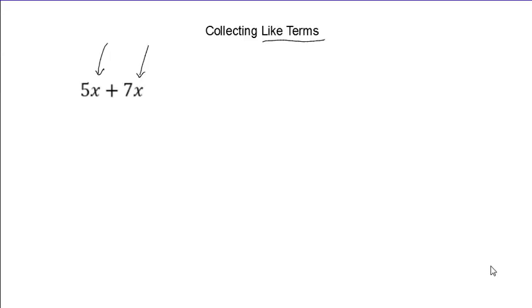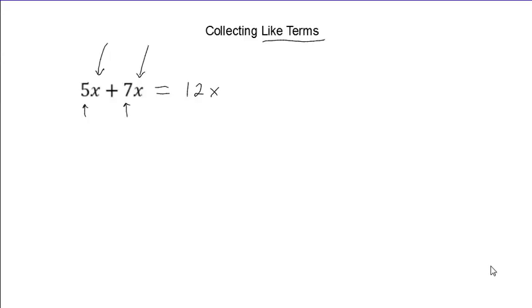So with our like terms, as with anything else that you would count, you're simply going to add them up. For instance, if you went to the grocery store and you had 5 oranges and then somebody gave you 7 more oranges, you would have a total of 12. So in this case, if I have 5 of the letter x plus 7 more of the letter x, then what that means is I have a grand total of 12 of the letter x.